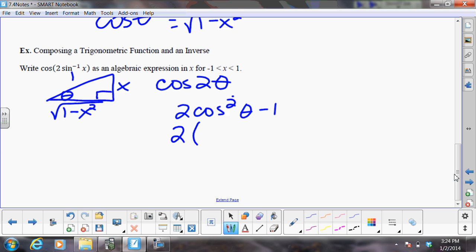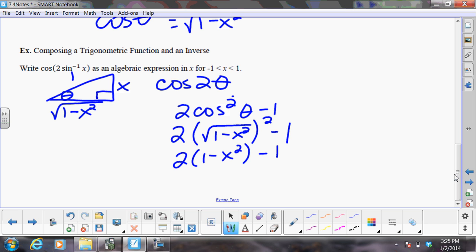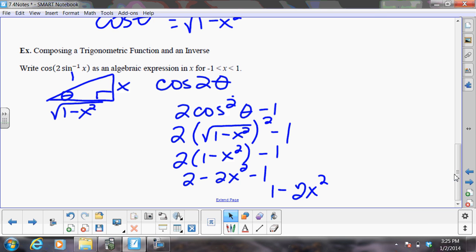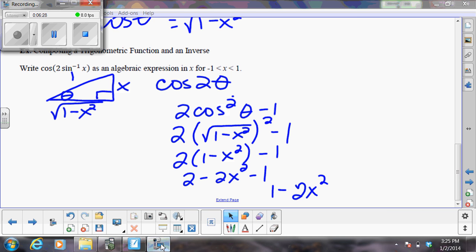So cosine theta is square root of 1 minus x squared, and we're squaring it, minus 1. So the square root and square go away. So 2 times 1 minus x squared, minus 1. So distribute the 2. 2 minus 1, 1 minus 2x squared is our final answer. And that actually is all for section 7.4. That is a rather short one.